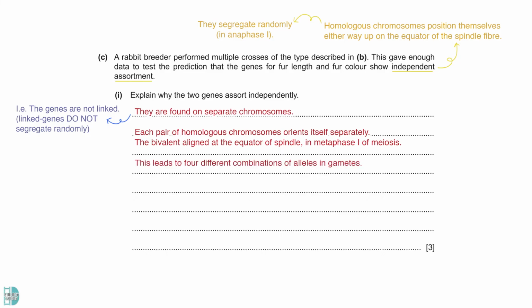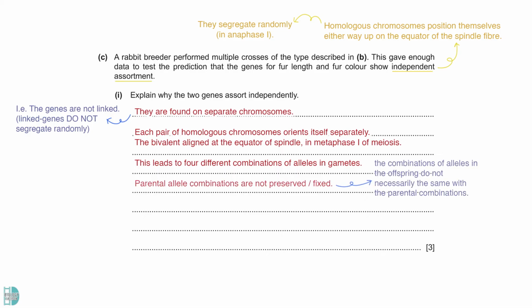The random segregation of the chromosomes leads to 4 different combinations of the alleles in the gametes. The allele combinations in the parents may not be preserved in the next generation. This means the combinations of alleles in the offspring are not necessarily the same as the parental combinations.